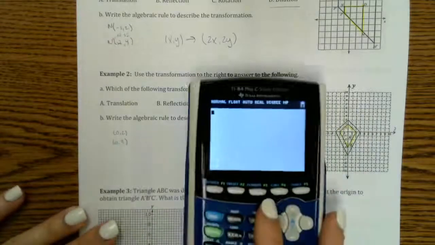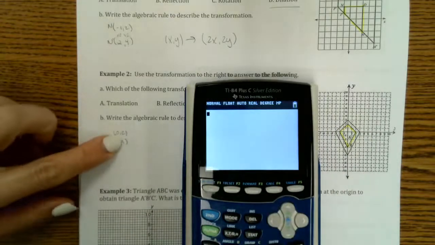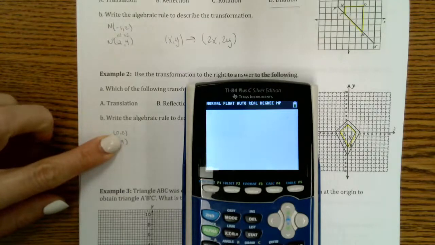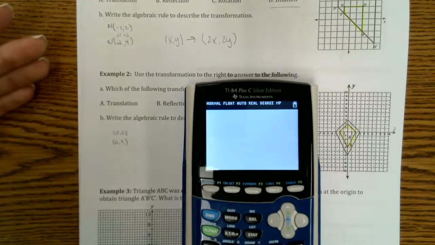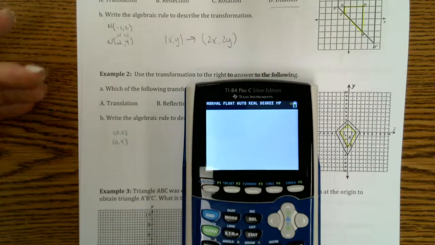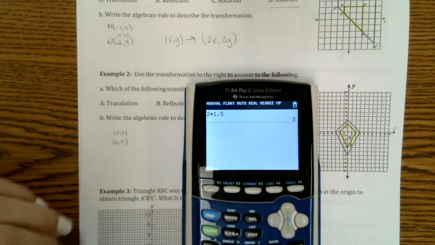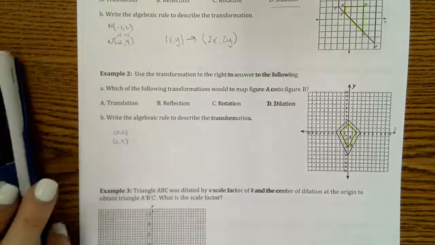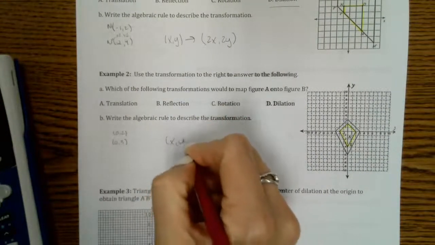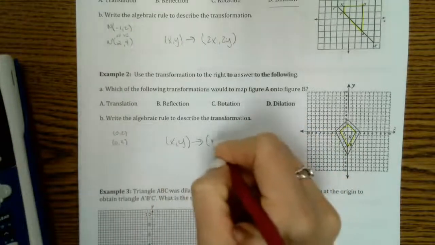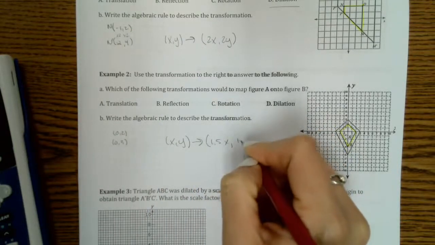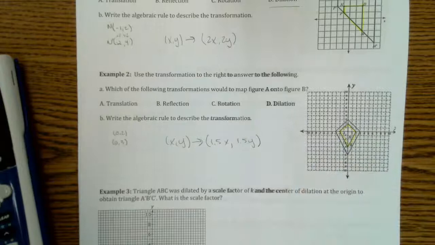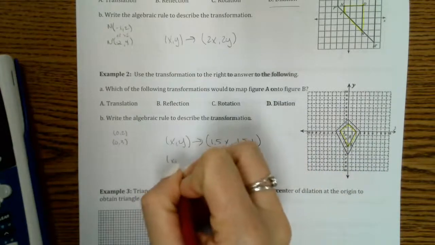Okay, so if we look at how we get from 2 to 3, let me grab my calculator here. Okay, so we have to figure out how do we get from 2 to 3? What do we multiply by? So we know 2 times 1 would give us 2. What about 2 times, we'll say 1.5? Ooh, that does get us 3. Okay, so we know that we're multiplying by 1.5. So this would be a dilation of 1.5 times x or 1.5 times y.